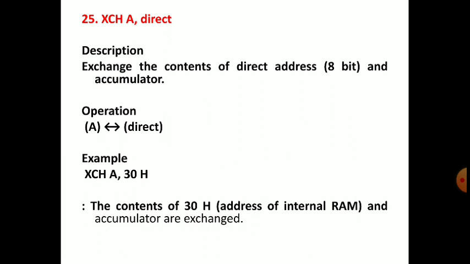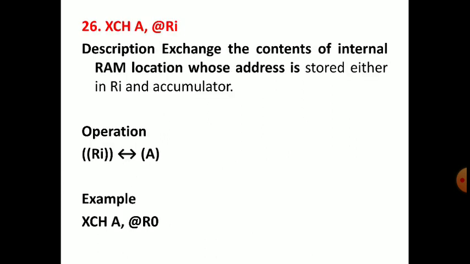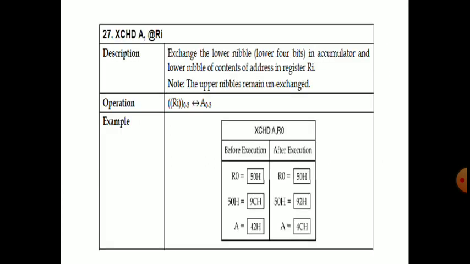The second instruction is XCH A, direct addressing mode instructions. Same with an example, and I have given it as an assignment. And XCH A, @Ri indirect addressing mode, and XCHD A, @Ri, same indirect addressing mode, but with a different mnemonic. It's a little bit different from XCH, that is XCHD. The lower nibbles are exchanged and the higher nibbles are unexchanged. They remain the same, and you can clearly understand with a good example given in this slide.